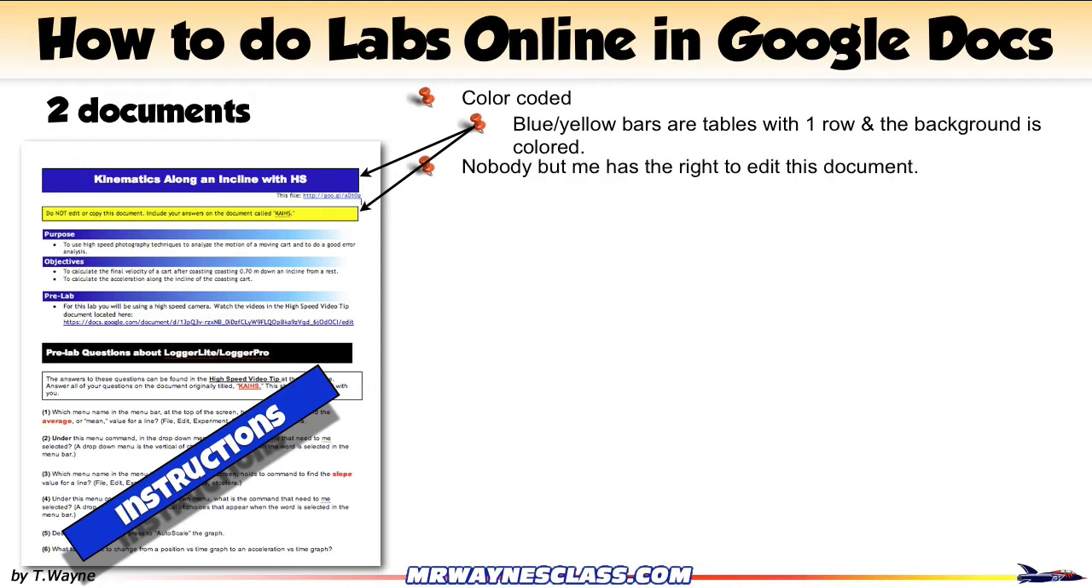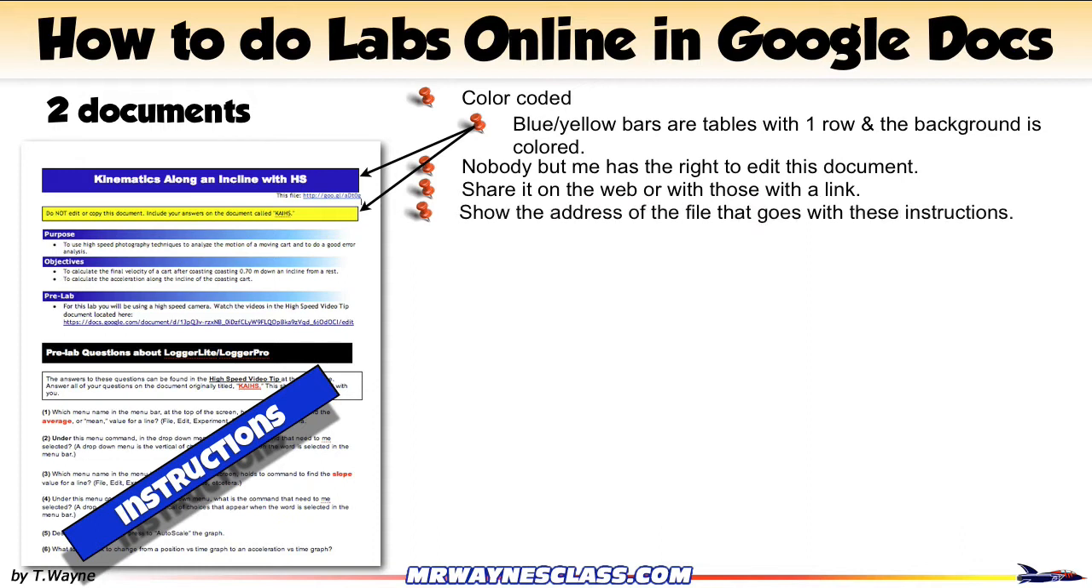Now on this document, nobody but me has the right to edit it, so I'm not sharing it for everyone to edit. I'll describe why in a little bit. When I do share it, I'm going to put it on the web so that those with the link can actually see the document, or I might just put it on the web so anyone can search it and find it. It just depends. I'll show the address of the file with these instructions. So what I've done is, when you go through and you share this, it gives you a link, and I've taken that link and put it into goo.gl. It's go.gl to shorten it.